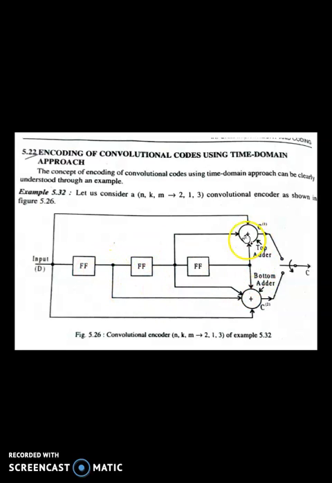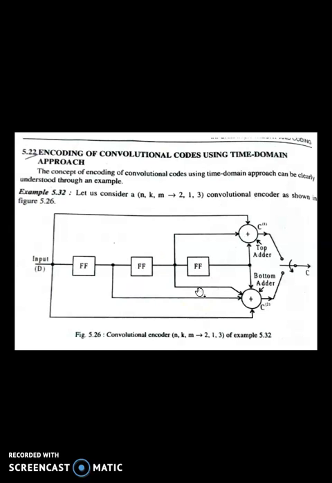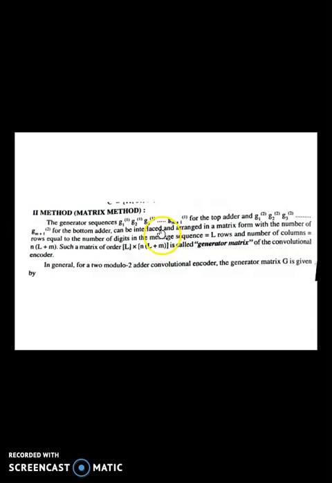Now if you see this diagram, we have two adders. One we can call the top adder, another the bottom adder. Now the codes can be generated with various methods. One is the time domain approach, another is the transform domain approach. Let us discuss the time domain approach first. There are two ways to represent it. The first method is with a set of equations. The second method, which is much easier, is the matrix method.